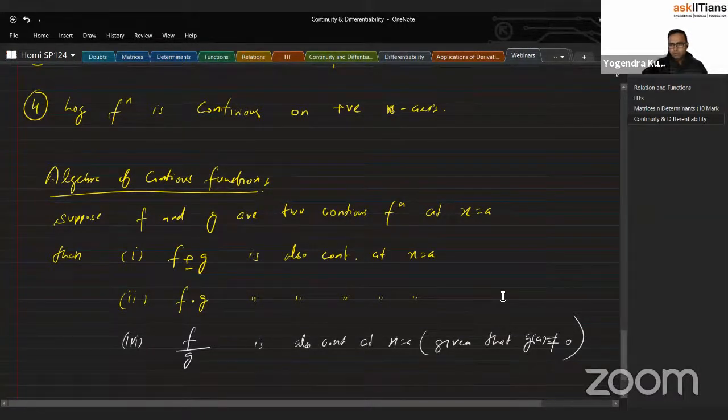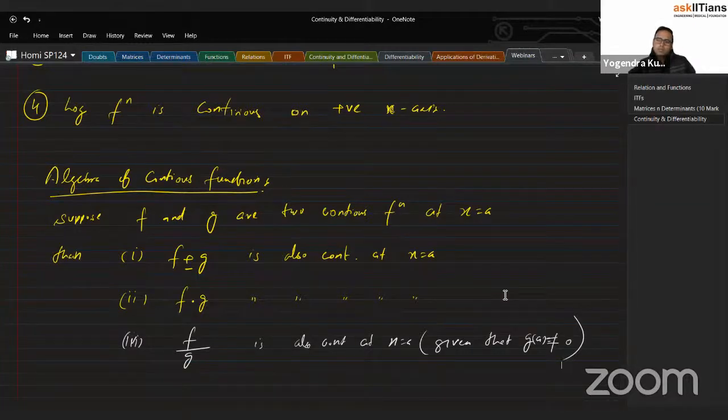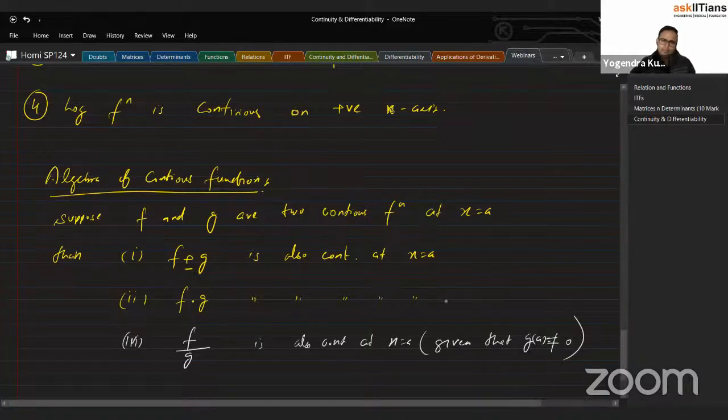If g(x) values are out of the f(x) domain, then wait, we'll see the example. Generally, e raised to x into sine x, this function will be continuous, there is no problem at all. We are talking about two continuous functions in general. Obviously, the domain and all should be matching; there are other conditions.